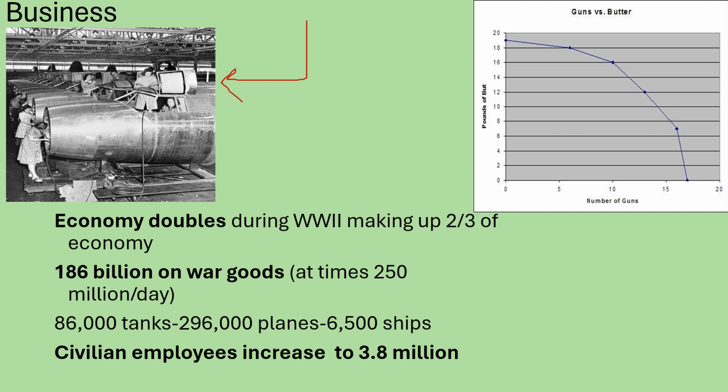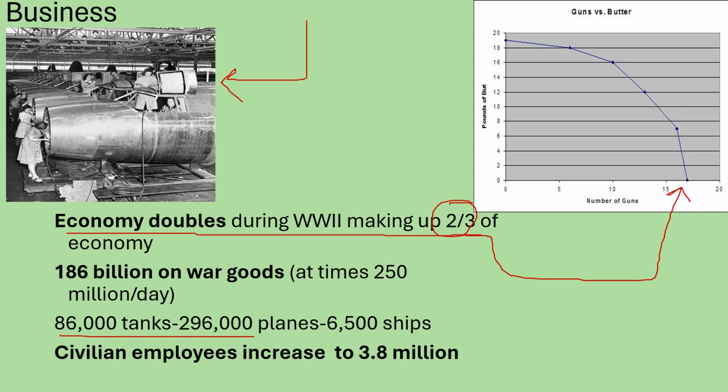As we transition to World War II, you may remember the image of Rosie the Riveter, but what we're trying to establish here is the amount of jobs that are readily available. The economy doubles during World War II, with war production making up 2/3 of the economy. That is a significant portion of the economy. Again, that means we're moving towards more of a gun-based economy. Look at the amount of tanks and planes and ships that are being made. So ultimately, there's a lot of money to be made from this war.